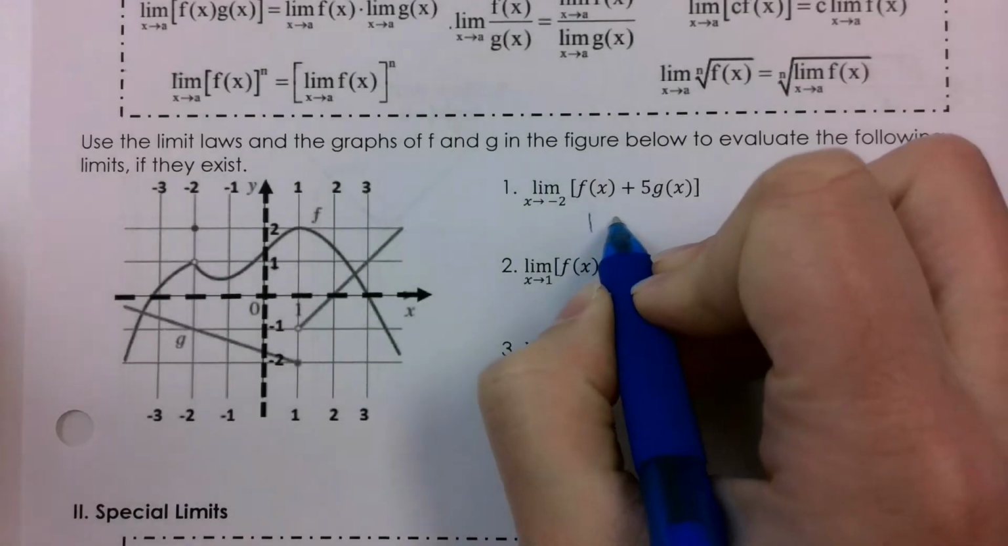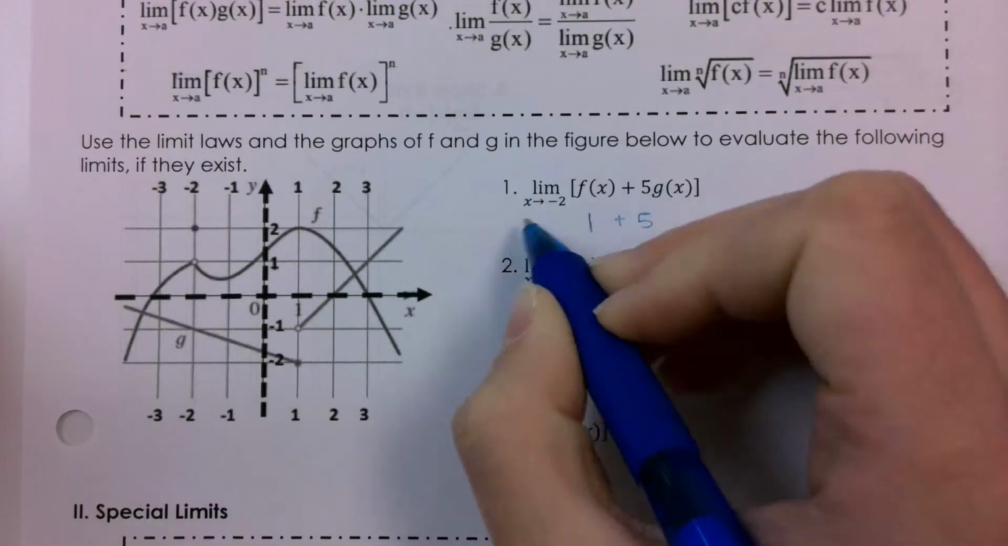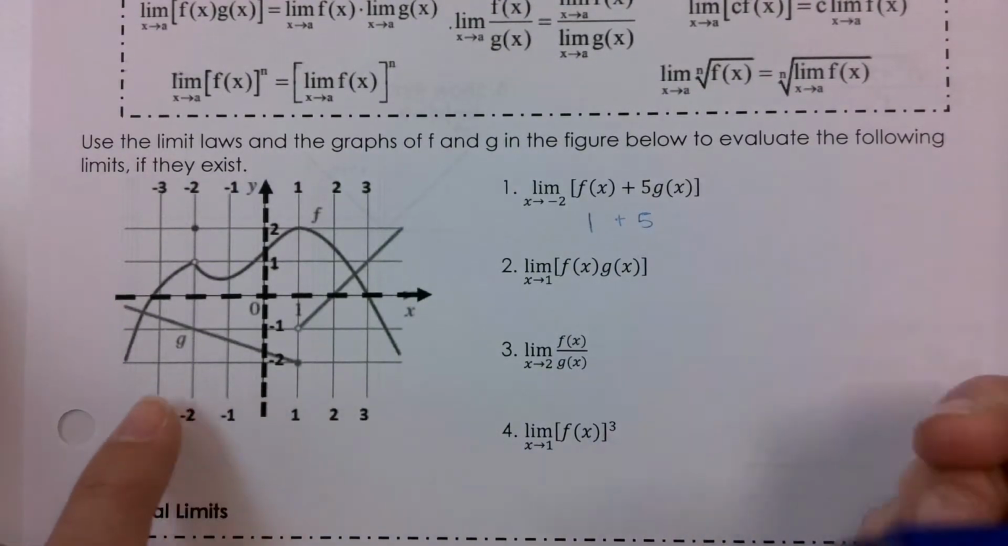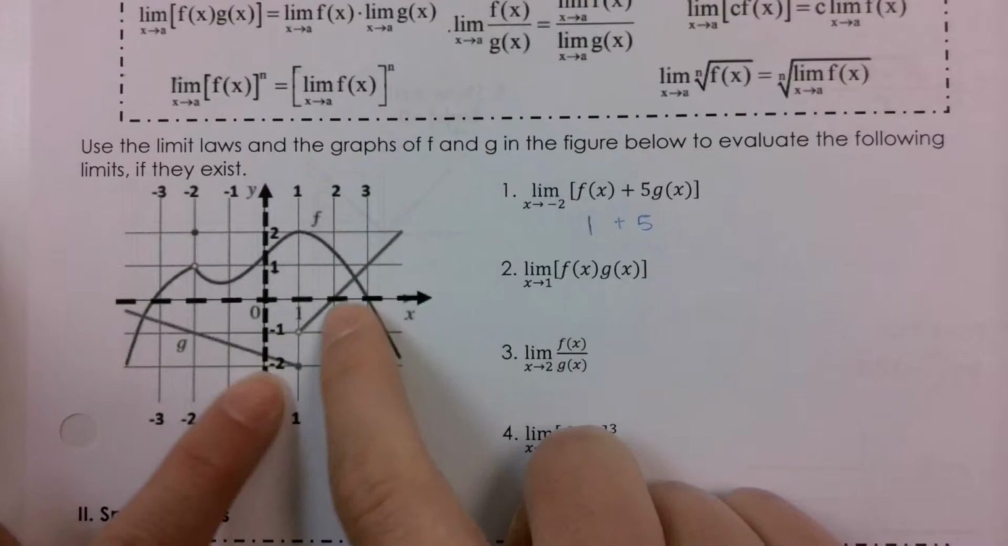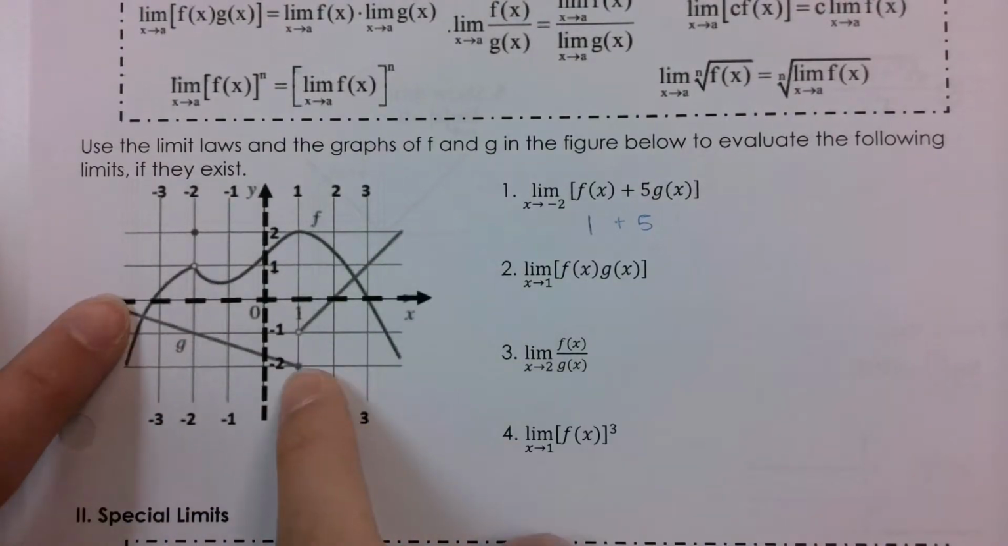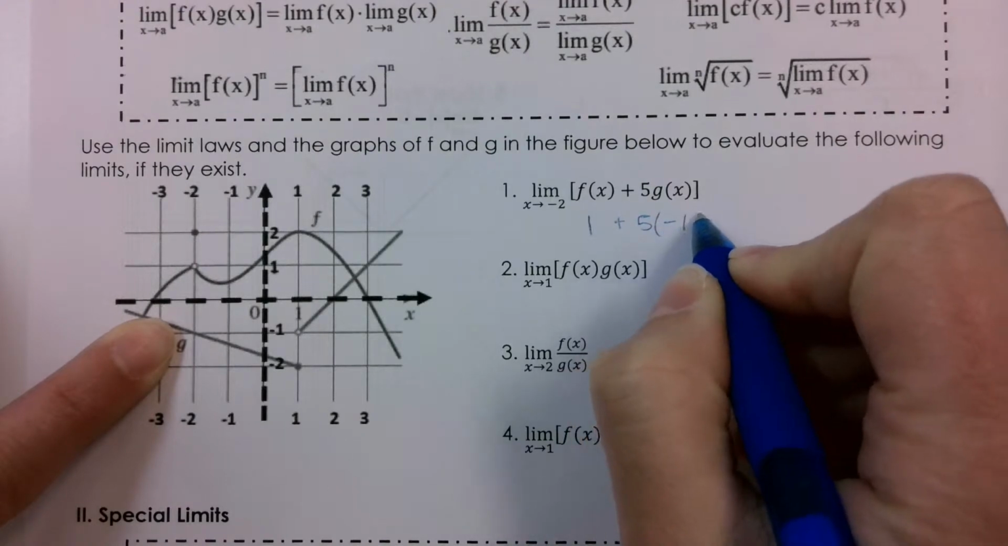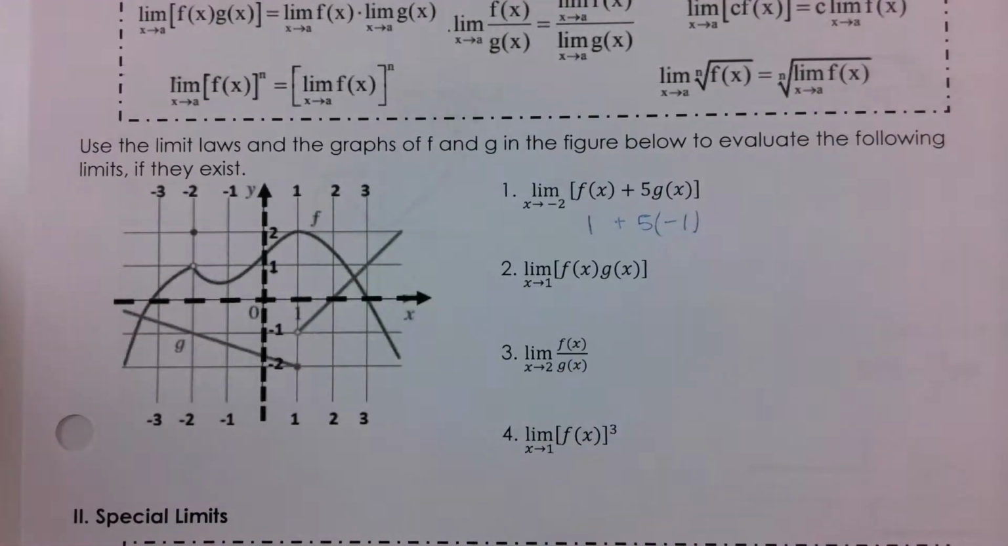So then we're going to do 5 times the limit as x approaches -2 of g of x. So if we're looking at g, that's the straight lines. So as x approaches -2, what is it? -1. So it's really like 5 times -1 there. Are we okay with all that?